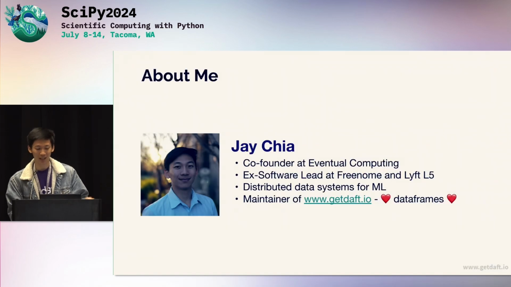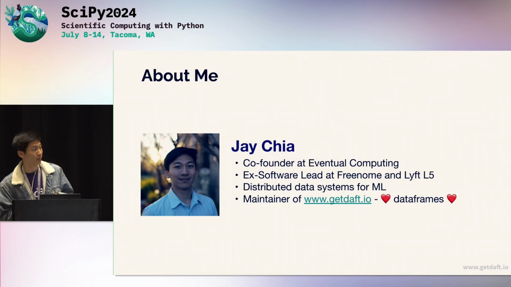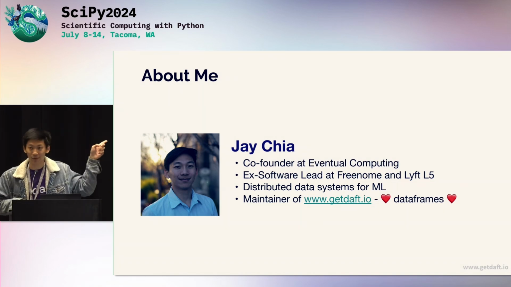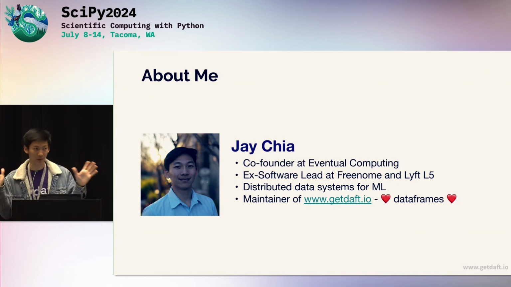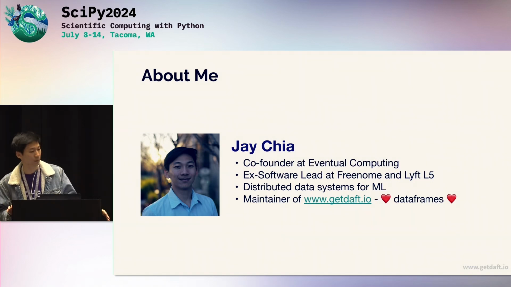My name is Jay. I'm a co-founder of a startup called Eventual Computing. We are the maintainers of Daft. You can find us at this URL, getdaft.io. It's a data frame library, very similar to Polars. I'll show you all a little bit of a demo later.